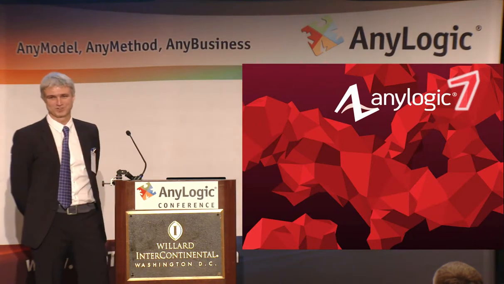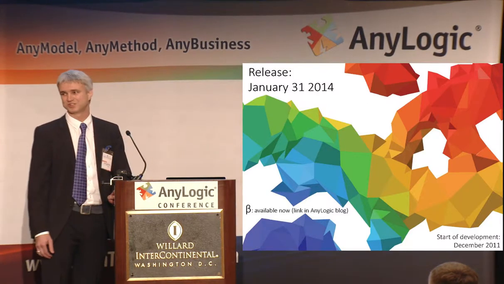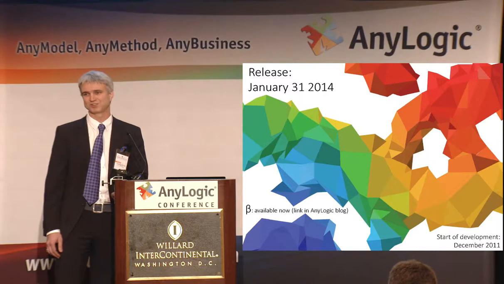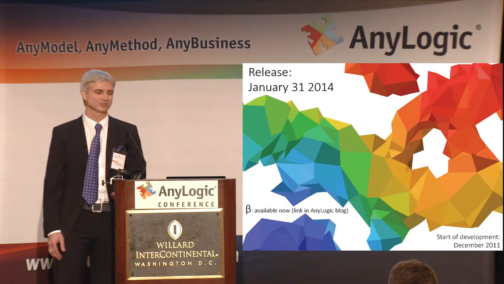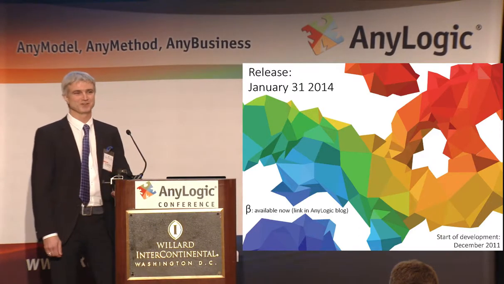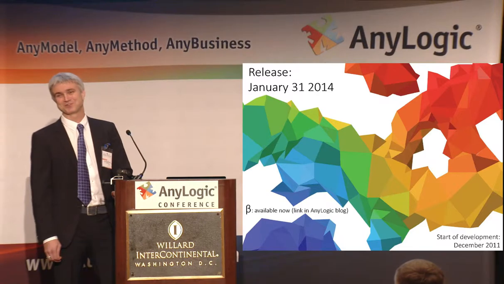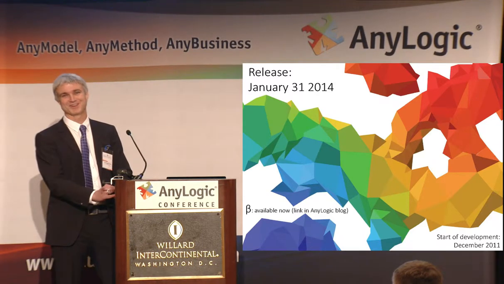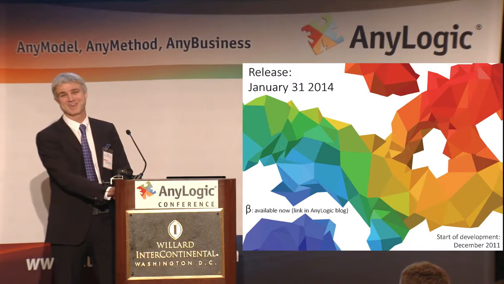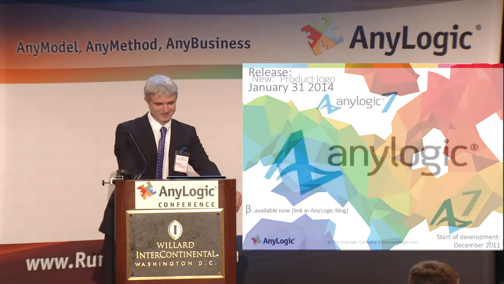Okay, so these are the important dates. We started developing AnyLogic 7 in December 2011, so it's about 2 years of work. A beta version is available now, and the link is in the blog section of our website, so please do become our beta testers. And the release is planned for January 31st, 2014. A year ago, at the previous conference, we announced the release date as about August 2013, so that was a kind of 50% error. Now, because the time is shorter, within a month and a half, I'm sure AnyLogic 7 will be released.